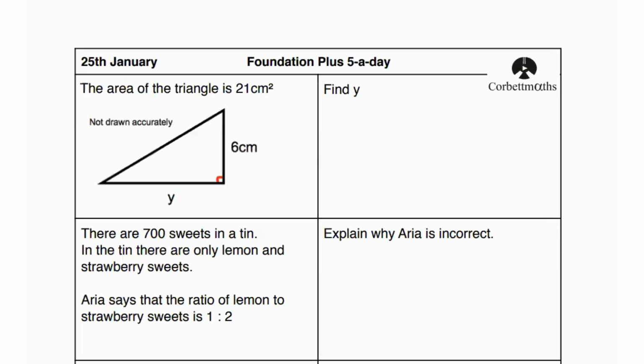The first question says the area of the triangle is 21 centimeters square. Find the value of y. So we can see that we have a right angle triangle. This length is given. This is unknown.